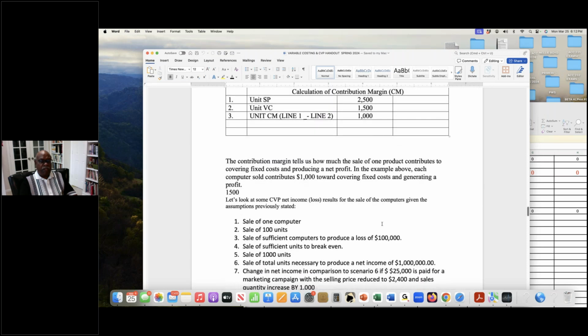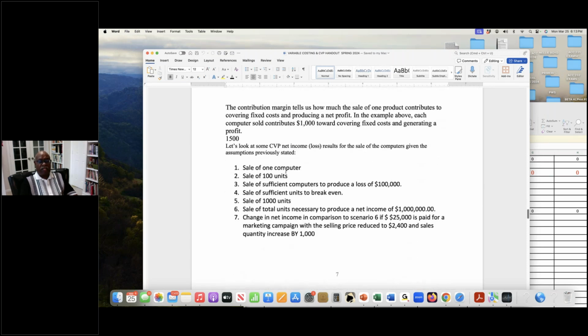Then I wanted you to make several calculations. We'll just do the first four for now. If you sell one computer, what would the situation look like? How many you got to sell to produce a loss of 100,000? How many you got to sell to break even? And how many you have to sell to make a profit of 1 million? So it's only 1, 3, 4, and 6 I'm concerned with now.